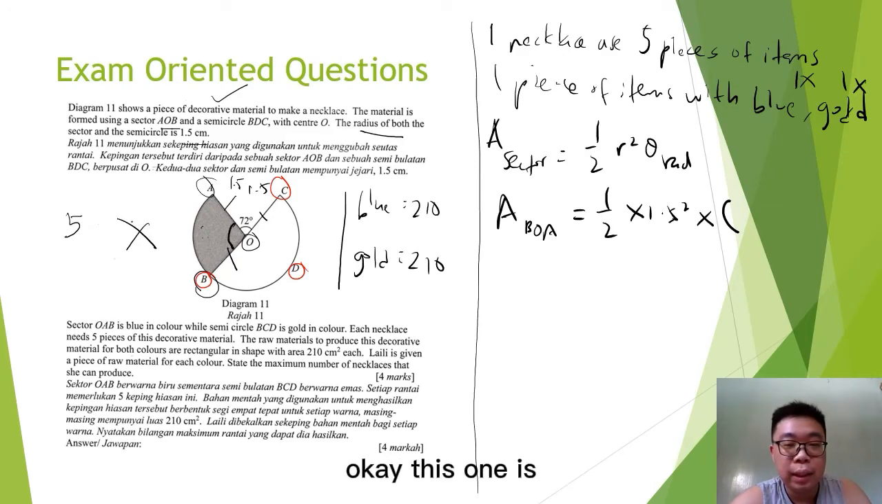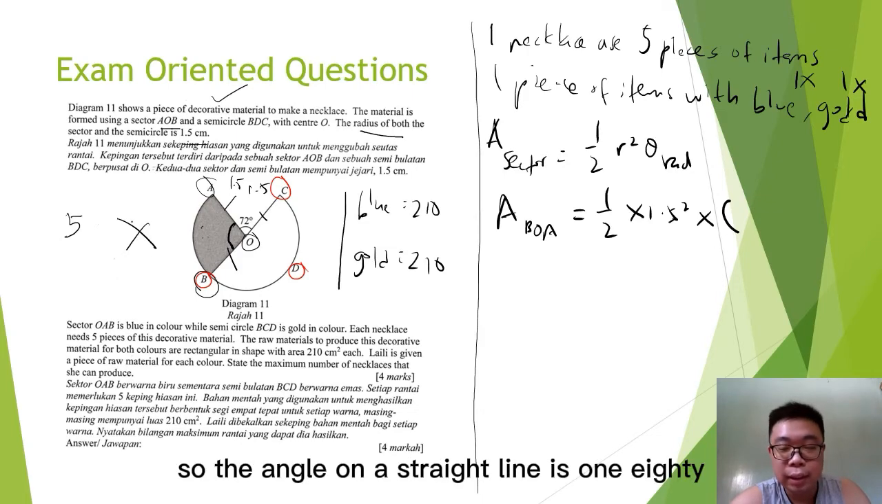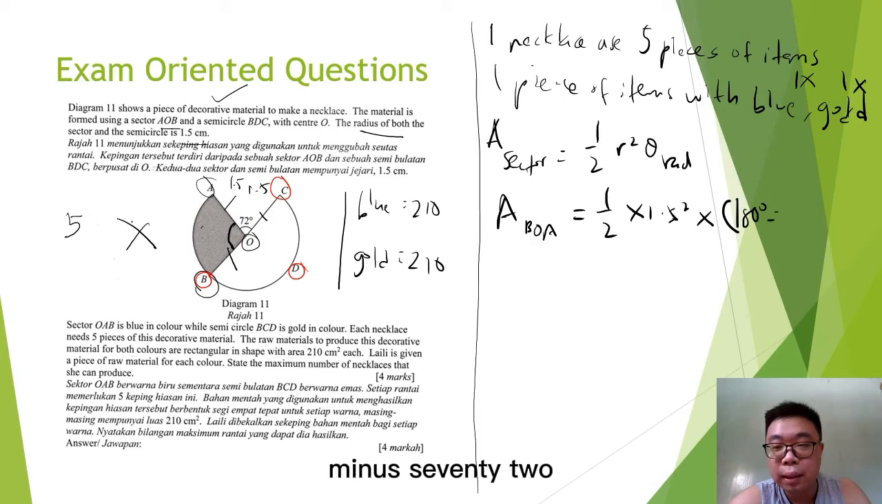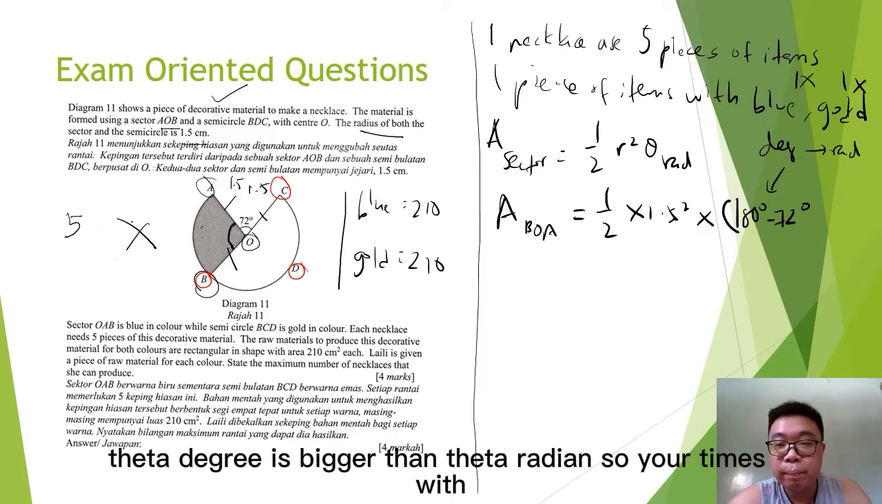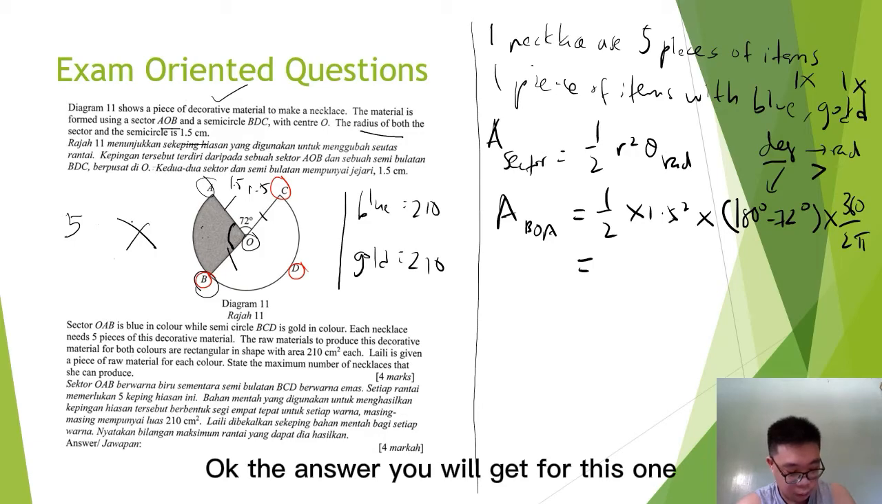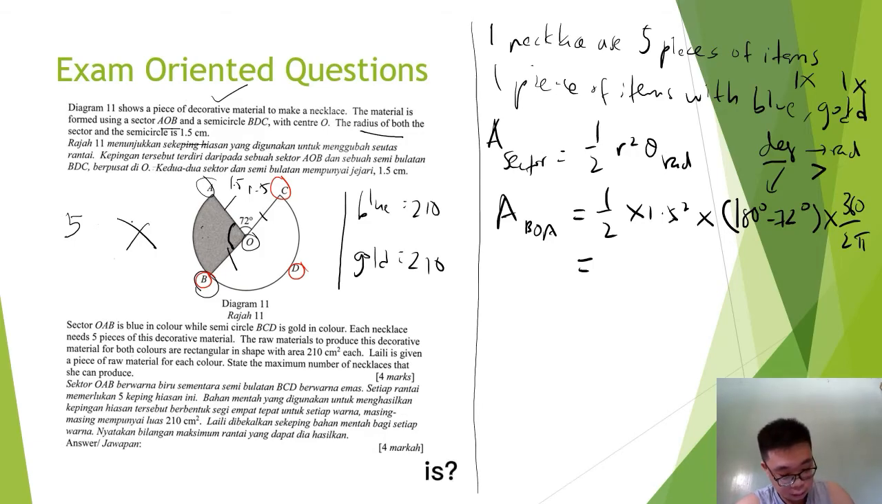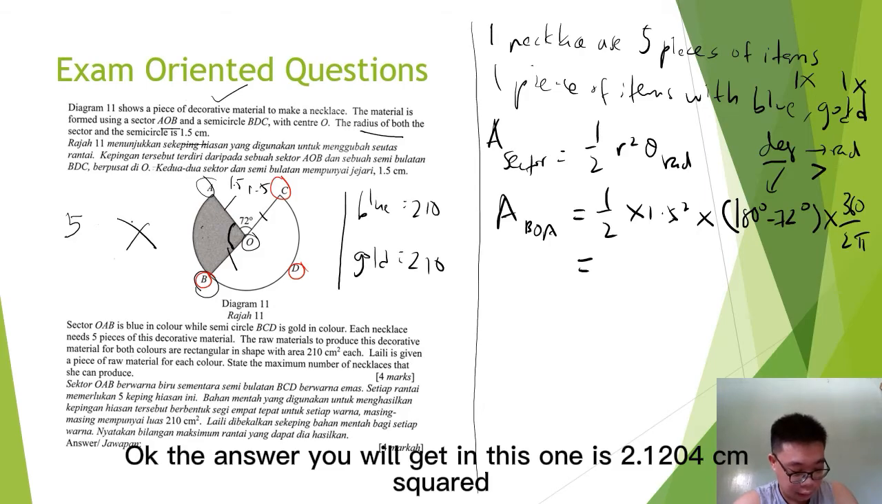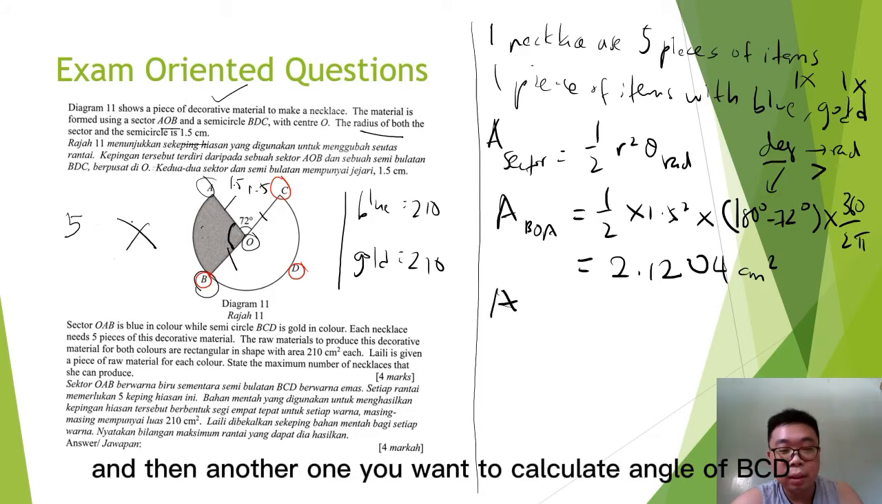Okay, this one is, remember this is a straight line. So the angle on a straight line is 180 minus 72. This is degree. Okay, you want to change to radian, how you do? Theta degree is bigger than theta radian. So you times with 360 over 2 pi. Okay, so you will get your final answer. The answer you will get in this one is 2.1204 centimeters squared.